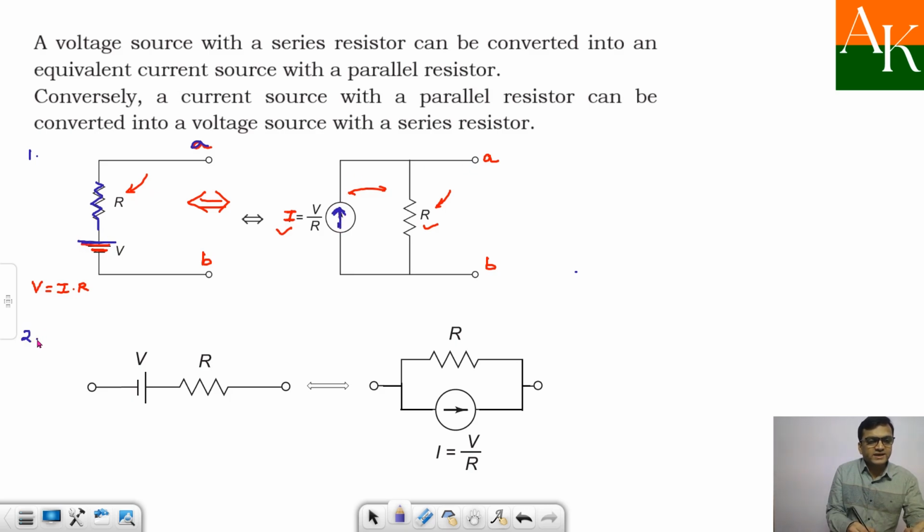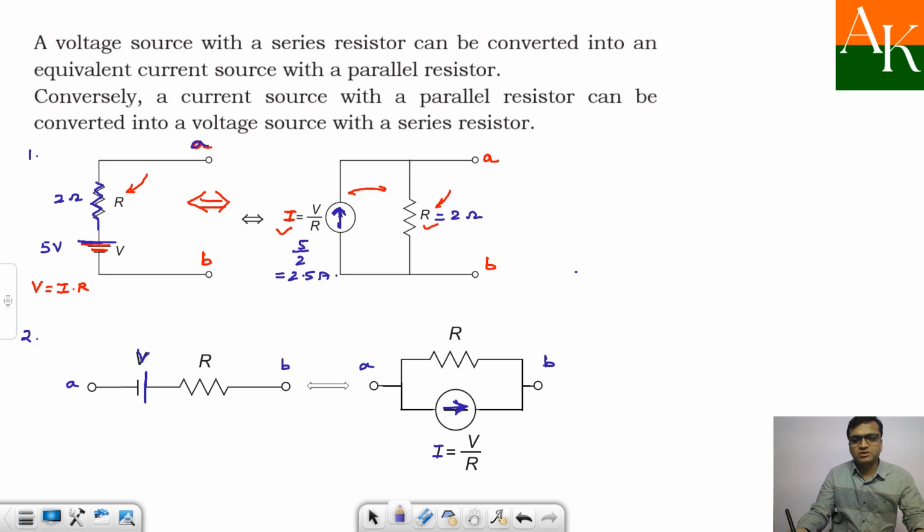Now when you talk about the second circuit, let's say this is terminal A and B. The voltage source is in series with a resistance. So this can be converted into a parallel combination of a current source and a resistance. The value of resistance will remain the same and the current value you can calculate by the formula V by R. Now you can see here positive is connected towards B, so that means the current is moving towards terminal B. Let's say resistance is 2 ohm and the voltage source is 5 volt. So here we will have resistance as 2 ohm and the value of the current will be 5 by 2, that is 2.5 ampere.